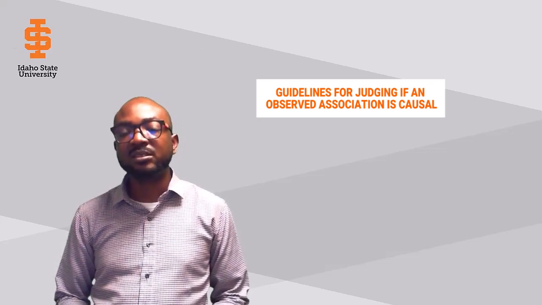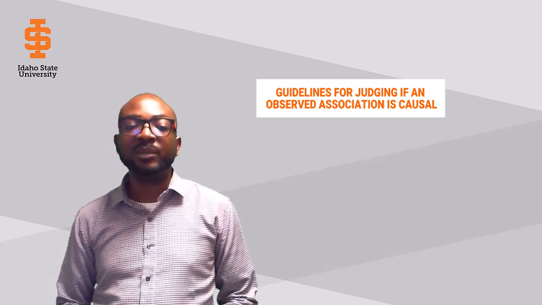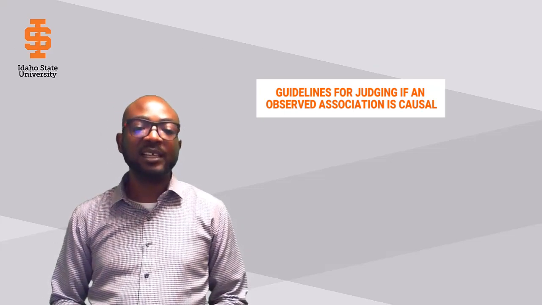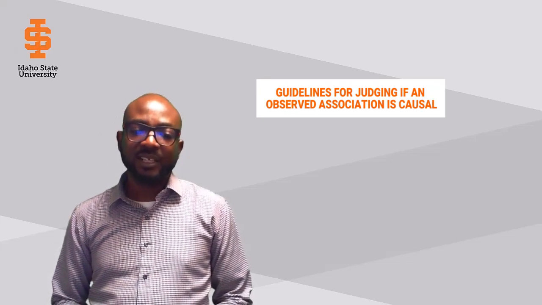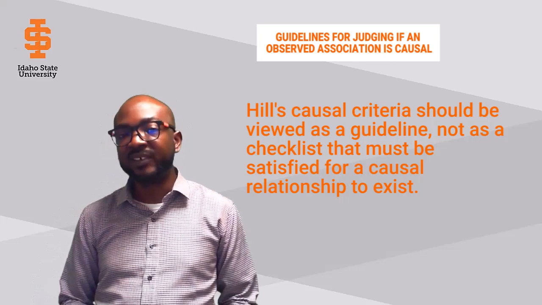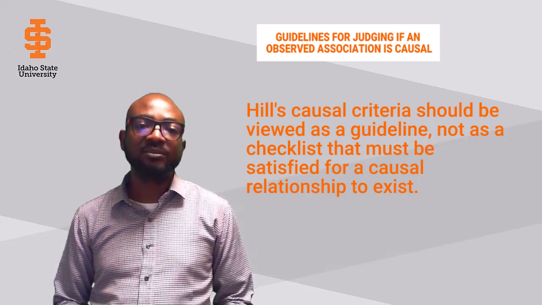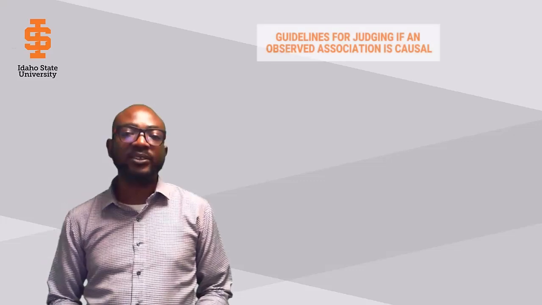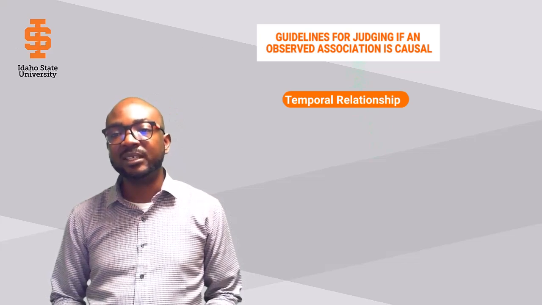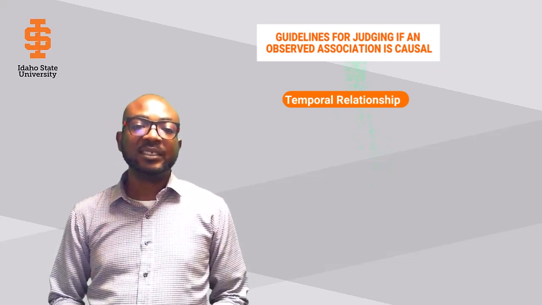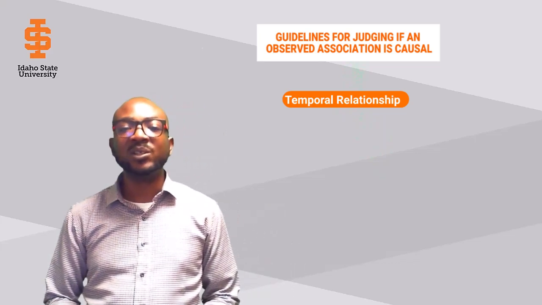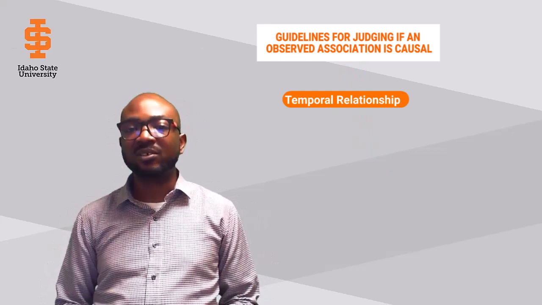It is important to note that satisfying these criteria may lend support for causality, but failing to meet some criteria does not necessarily provide evidence against causality. Hill's causal criteria should be viewed as a guideline, not as a checklist that must be satisfied for a causal relationship to exist. So, the first criterion is temporal relationship. It is clear that if a factor is believed to be the cause of a disease or health outcome, exposure to the factor must precede the development of the disease. Temporality is the only necessary criterion for causality.